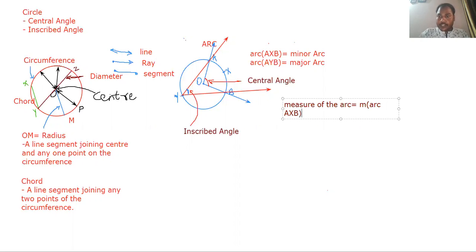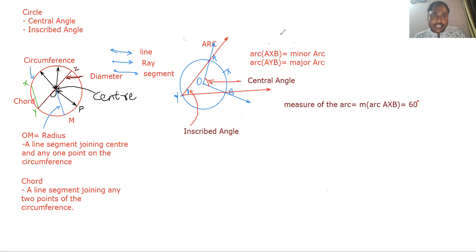So if we have the measure of the arc AXB equal to 60 degrees, just try to understand. Suppose this one is 60 degrees. The property of the central angle is what? 60 degrees means we will mark 60 degrees at this place. So the measure of the arc AXB is 60 degrees.